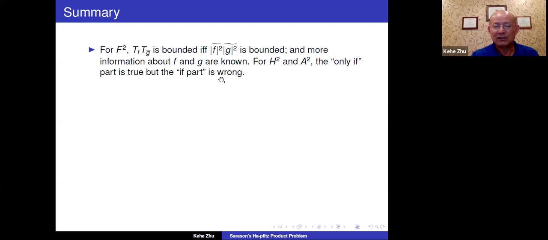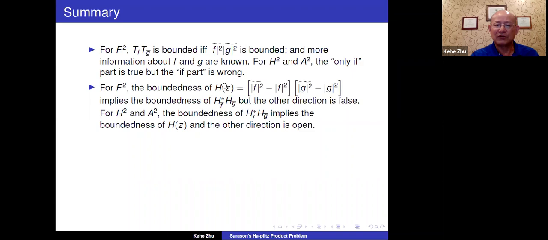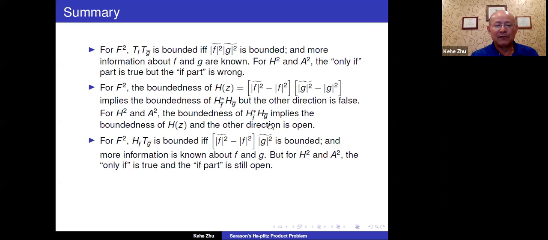And now for the Hankel product problem, for the Fock space, we know the conjecture is false, okay? And for H2 and A2, one half of the conjecture is true, the other half is still open. And for the mixed product problem, for the Fock space, the conjecture is true and we know more information. And for the Hardy space and the Bergman space, one direction is true and the other direction is still open. So that's a summary of the situation about the three kinds of products we studied so far.